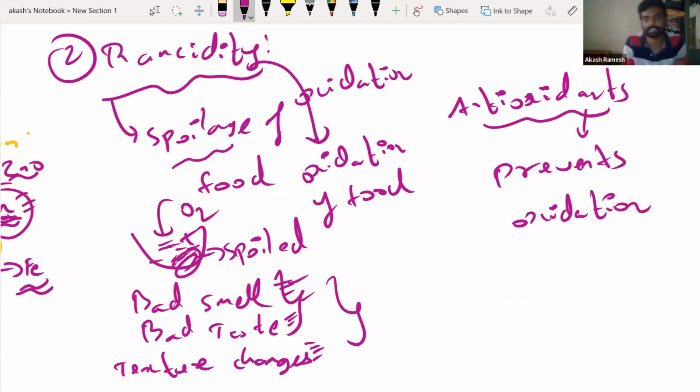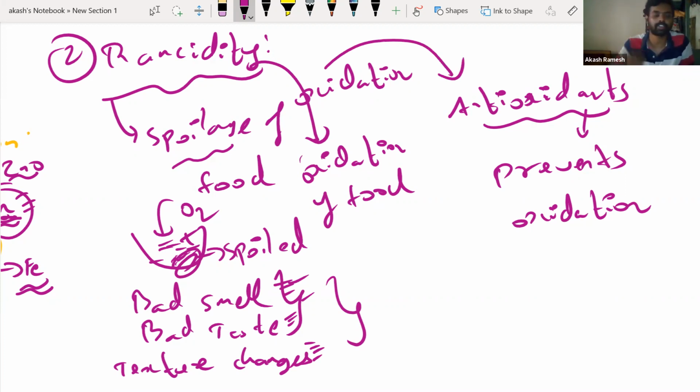Just like when we talked about corrosion, you go for painting or galvanization, which is a coating of zinc, right? So how do you overcome rancidity? By using something called antioxidants, which will prevent oxidation of food particles. So that is what rancidity is about.